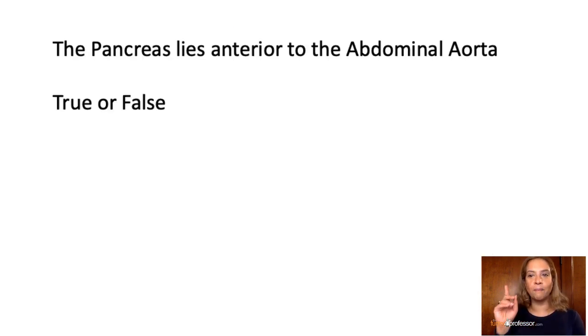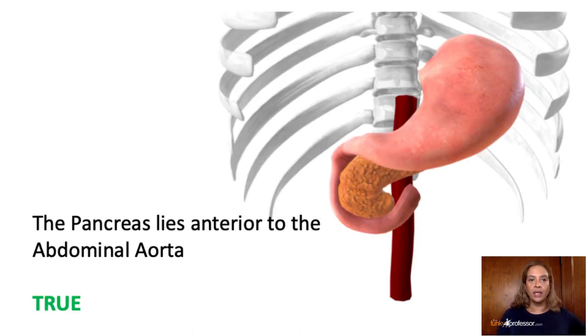Now let's move on to the abdominal pelvic section. So the pancreas, does it lie anterior to the abdominal aorta? Is that true or false? The pancreas lies anterior to the abdominal aorta. The answer to that question is true. The pancreas does lie anterior to the abdominal aorta.